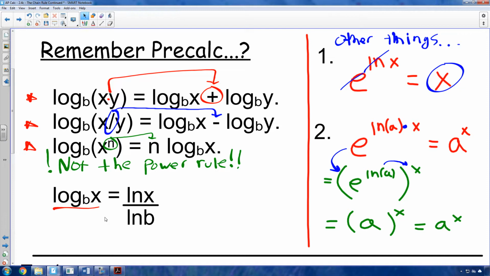So here, I canceled out my e and my ln. I had just a, so this is that, a. So it's just a to the x. So this is the work. The green is the work. The red is the rule.